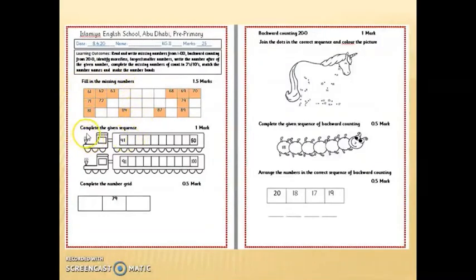In question number 2, you will complete the given sequence. In question number 3, you will complete the number grid. In question number 4, we have backward counting. You will join the dots in the correct sequence of backward counting. In question number 5, you will complete the given sequence of backward counting. In question number 6, you will arrange the number in the correct sequence.